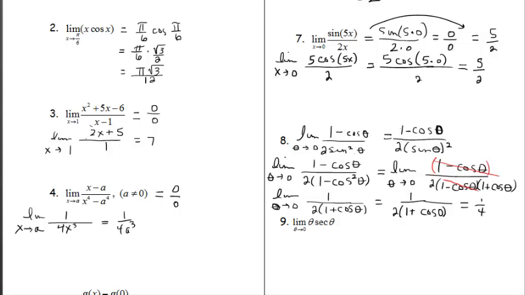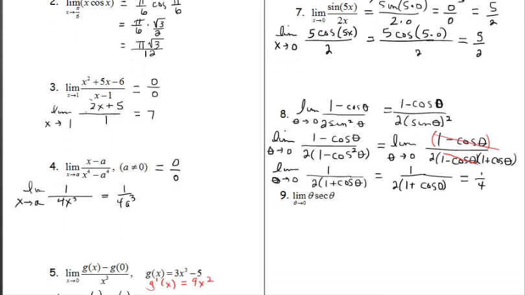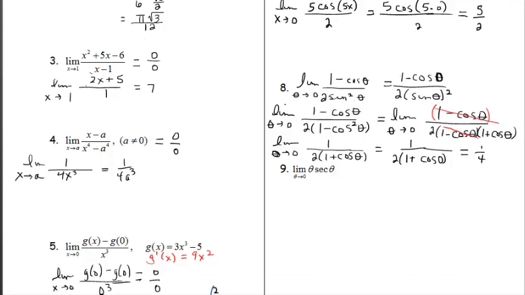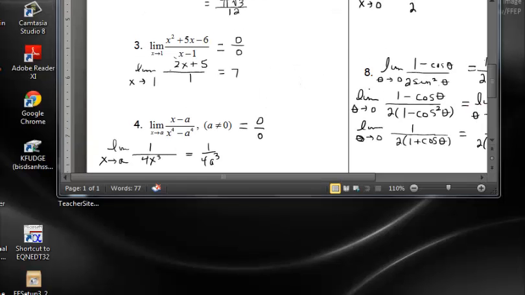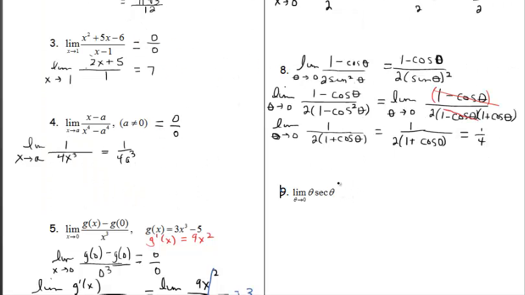All right, and as a final limit on this page, let's look at number 9. All right, we're going to plug in 0. So 0 times the secant of 0. Well, secant of 0, I think we saw earlier, was the cosine of 0 reciprocated. So cosine of 0 is 1. Reciprocate 1, you still get 1, but 1 times 0 is still 0.